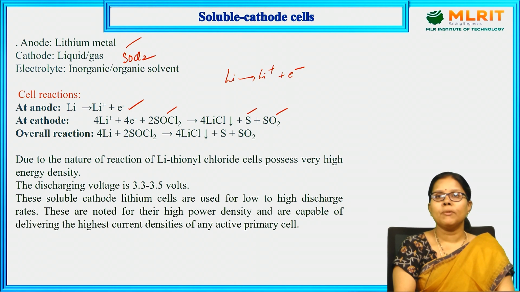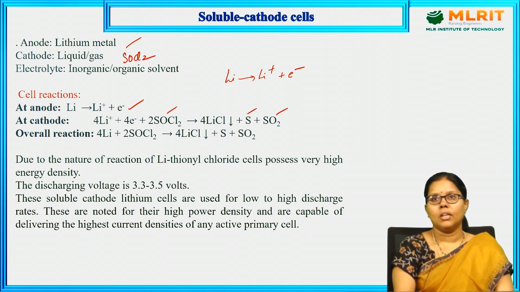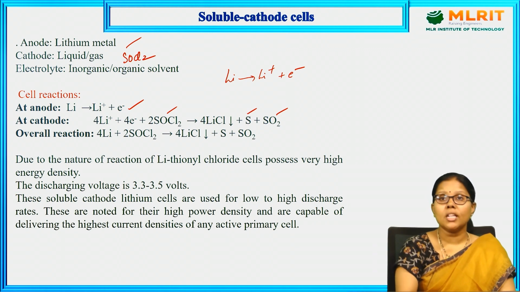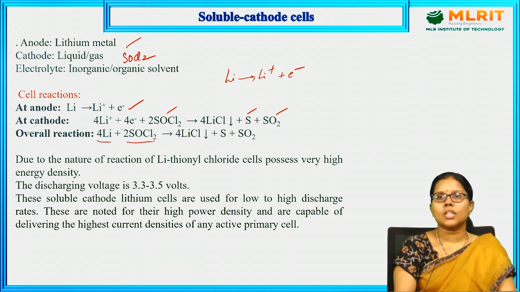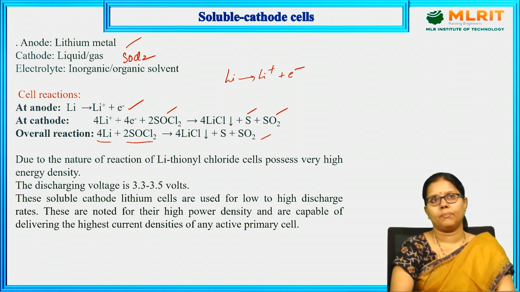A layer will be formed. During the chemical reaction between the lithium and thionyl chloride, a protective layer will form between the lithium and thionyl chloride, which improves the shelf life of this battery. Overall reactions are 4 lithium metal atoms and 2 thionyl chlorides giving rise to 4 lithium chlorides. Sulfur and sulfur dioxide are byproducts.